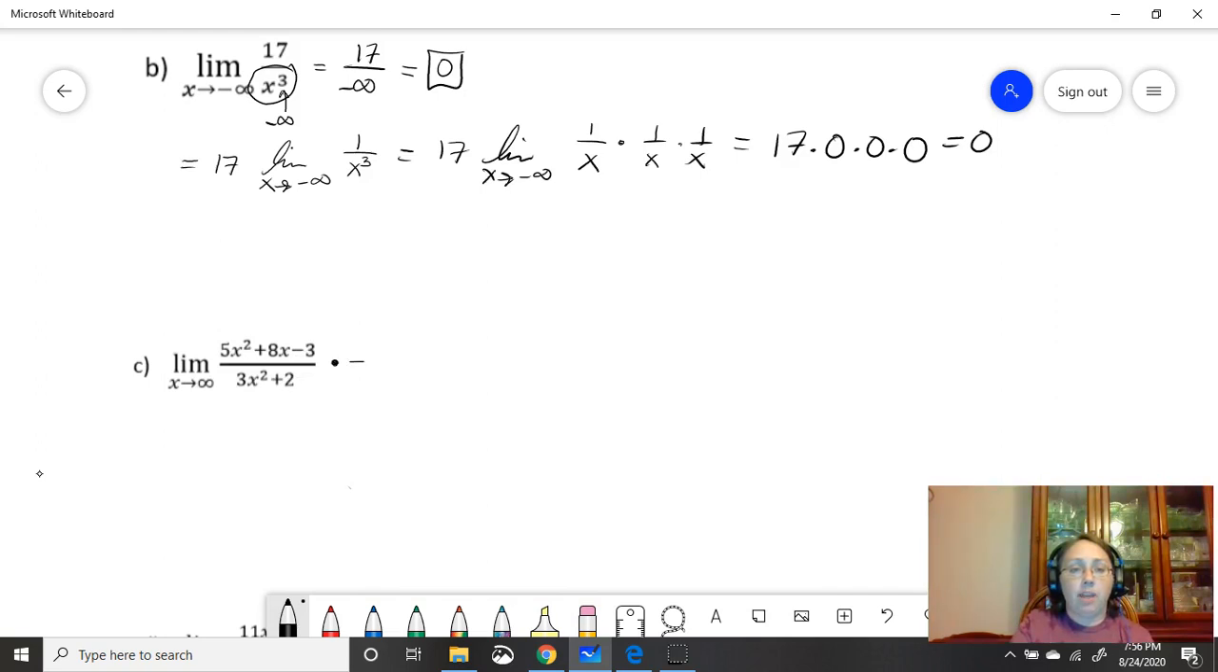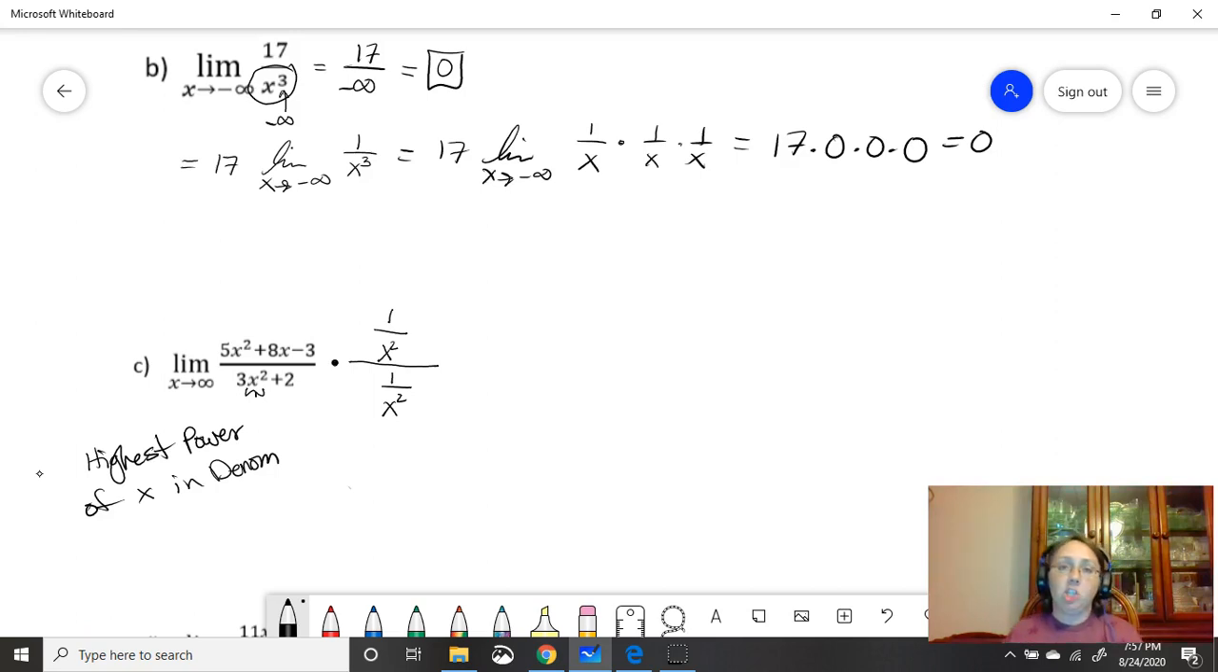You're going to multiply top and bottom by 1 over the highest power of x in the denominator. So in this case, that's x squared. Always use the power of x in the denominator. Let me write that down. Highest power of x in the denominator. Whatever you do to the top, you do the same thing to the bottom.